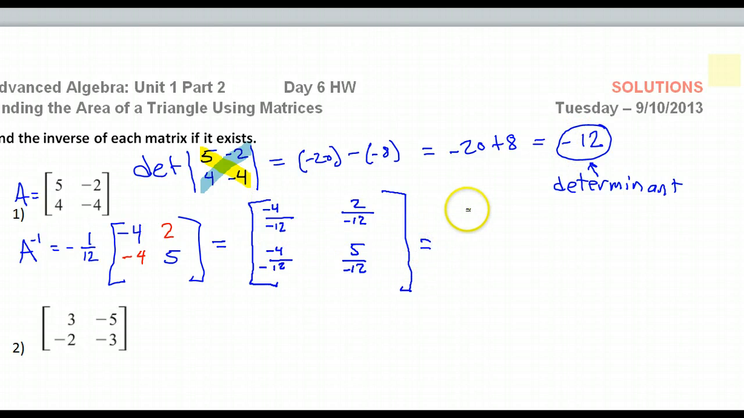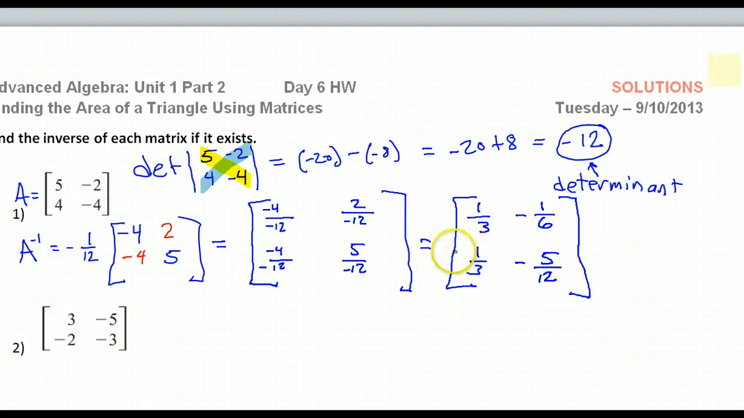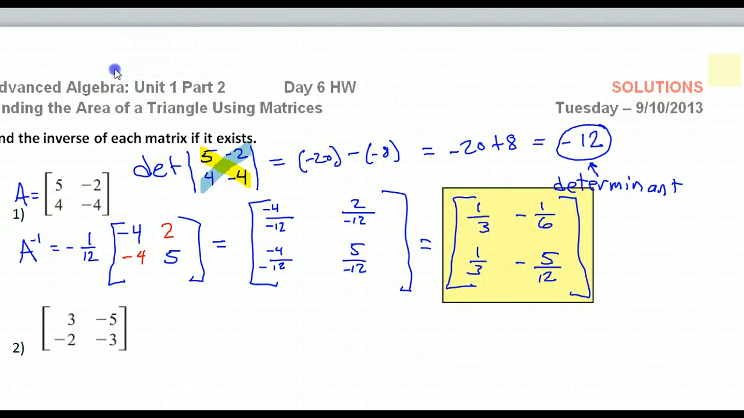Okay, and then it's just a matter of reducing. So if I reduce all this, obviously a negative divided by a negative is a positive, and 4 over 12 reduces down to 1/3. Same thing down here, that's 1/3. This is going to be negative because a positive divided by a negative, and this is going to reduce down to 1/6. Okay, and finally we have negative 5 over 12. That doesn't reduce, so we just leave it alone. And there it is. This is the inverse matrix right here.